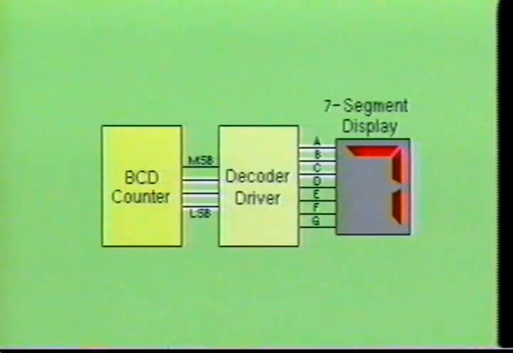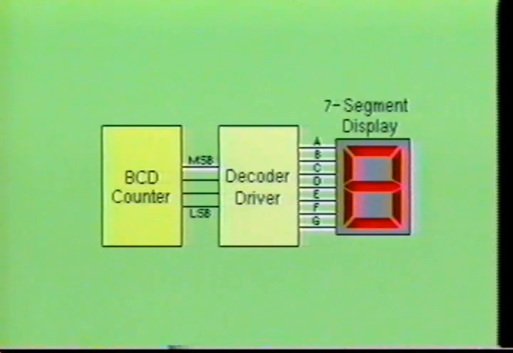As the counter IC once again is increased by 1, a BCD code of 0111 is fed into the decoder driver device. The decoder driver decodes the BCD code and outputs a high on A, B, and C. This results in the numeral 7 being displayed.